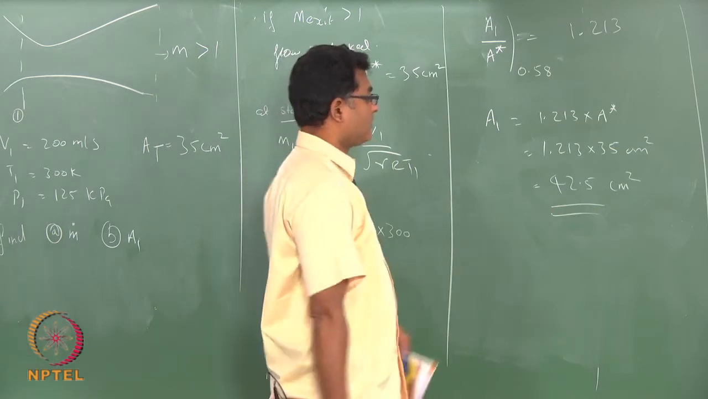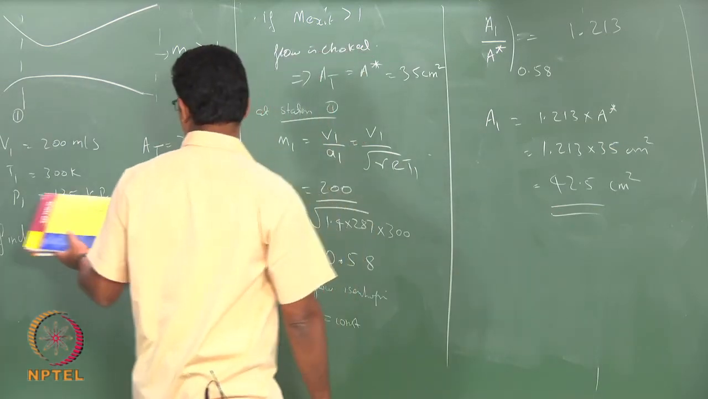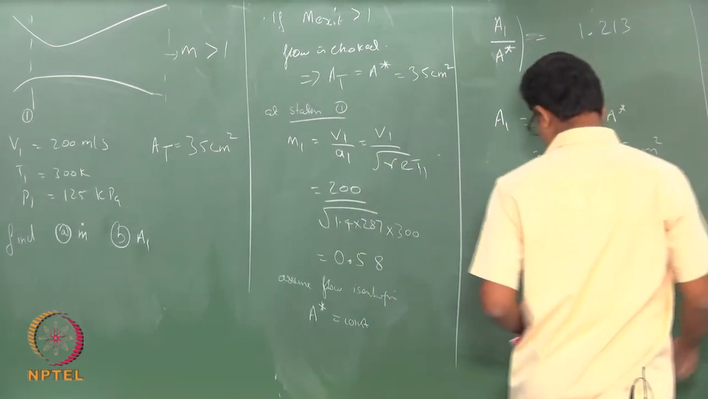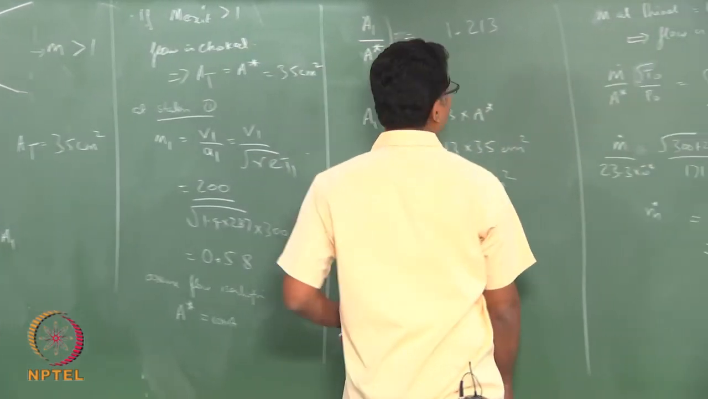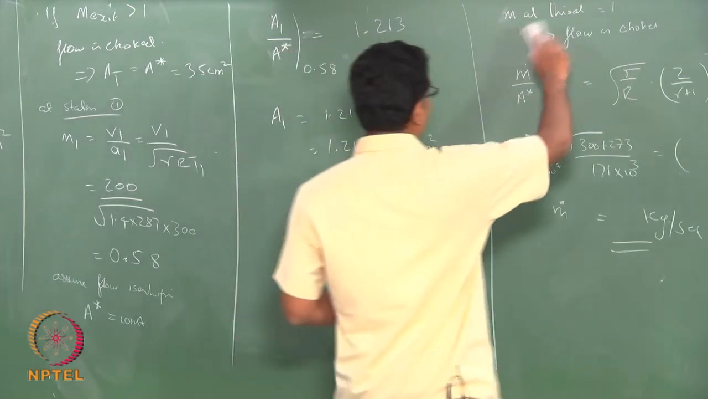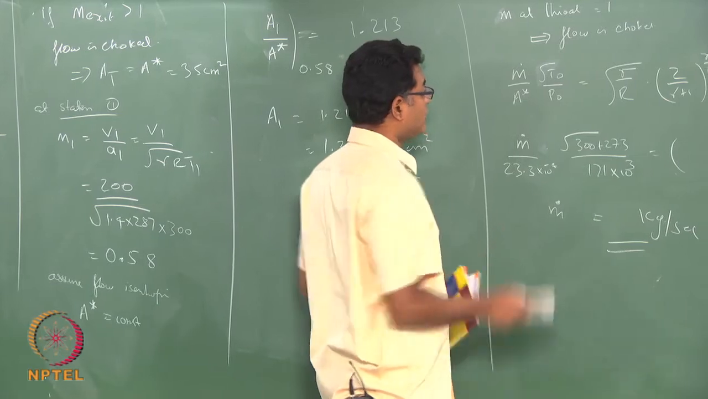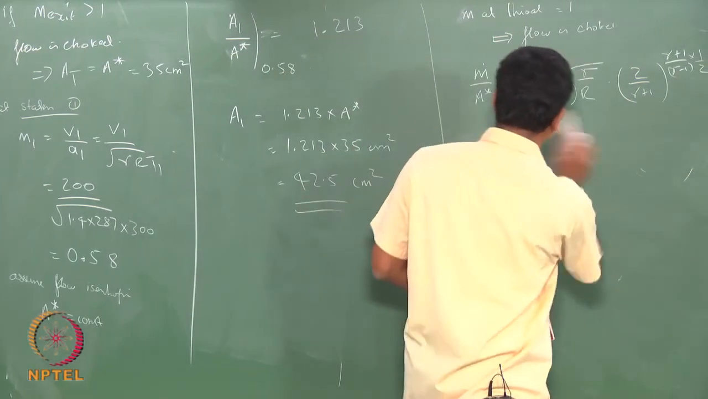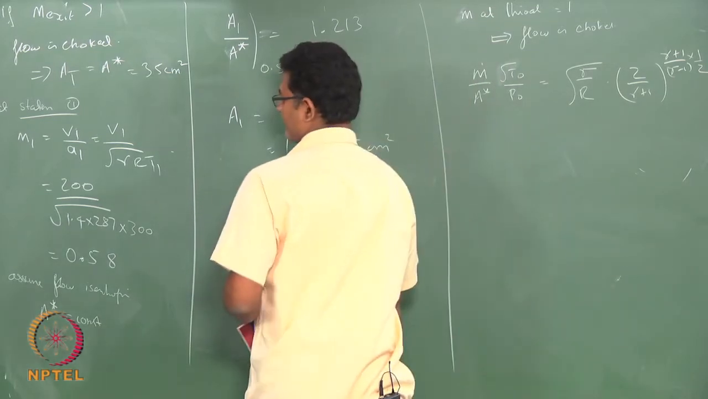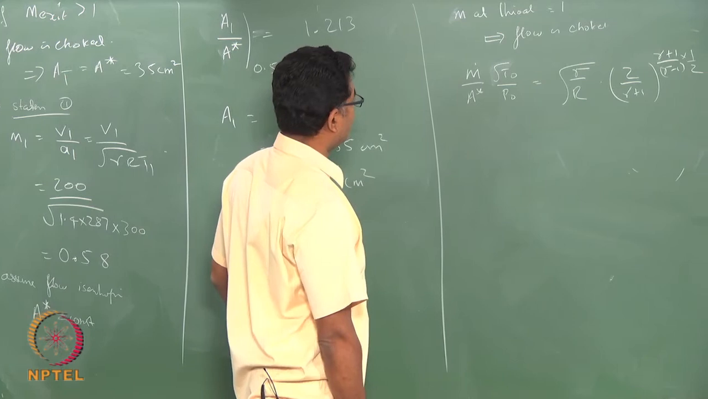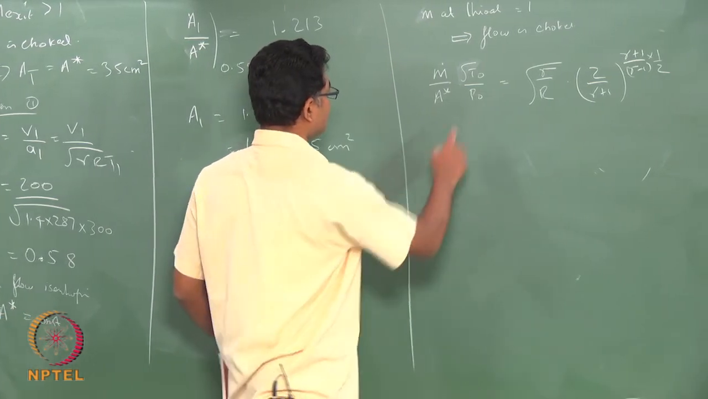Okay. Now, you need to find m dot. Since M at the throat is 1, or the M at the exit is greater than 1, your M at throat is 1 and the flow is choked. Use this relation to find your m dot. But what about T0?